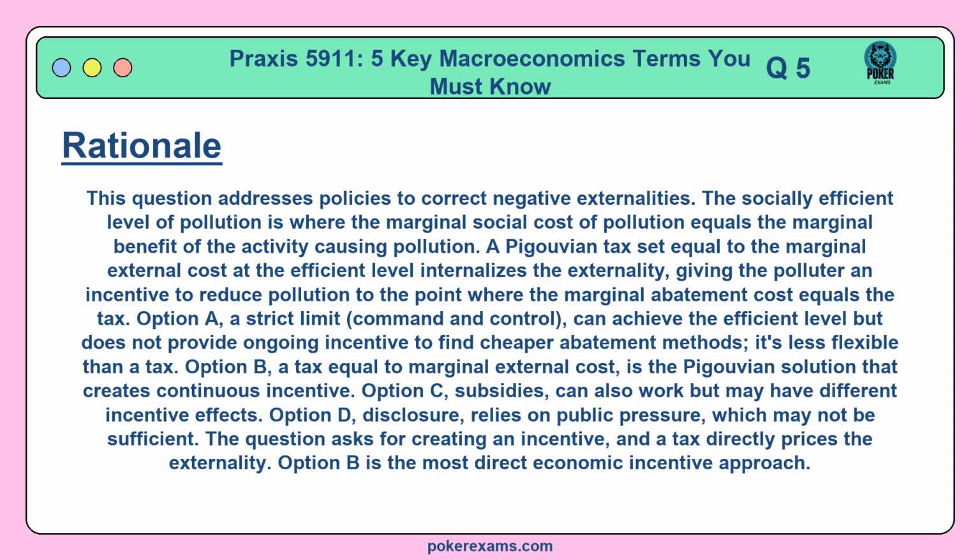Option A, a strict limit, command and control, can achieve the efficient level but does not provide ongoing incentive to find cheaper abatement methods. It's less flexible than a tax. Option B, a tax equal to marginal external cost, is the Pigouvian solution that creates continuous incentive. Option C, subsidies can also work but may have different incentive effects. Option D, disclosure relies on public pressure, which may not be sufficient. The question asks for creating an incentive, and a tax directly prices the externality. Option B is the most direct economic incentive approach.